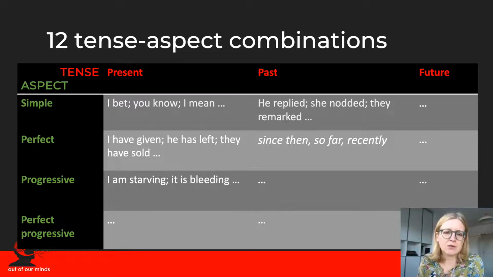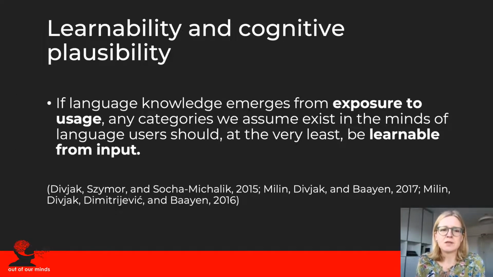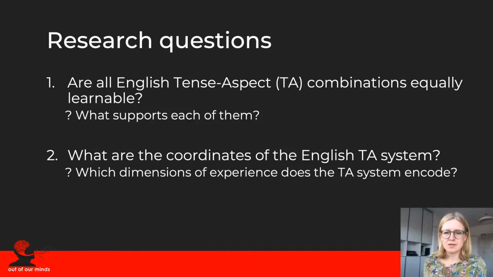And to answer this question, we trained our computational model, which learns from data the way humans do, to select a specific tense aspect form given the sentence context. And we did this because, as I stated in the introduction, we think that learnability is a way for us to operationalize emergence and to guarantee cognitive plausibility. So if language knowledge emerges from exposure to usage, then any categories we assume exist in the minds of language users should, at the very least, be learnable from input. And that is exactly what we wanted to test in this study.